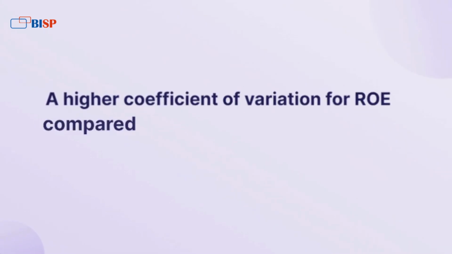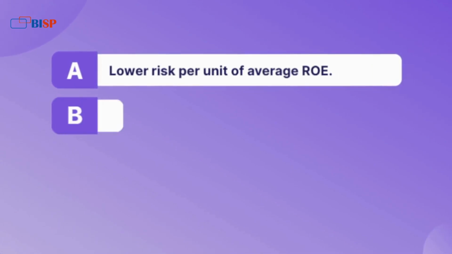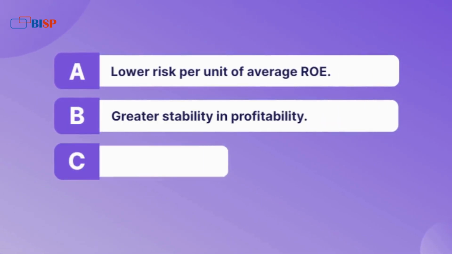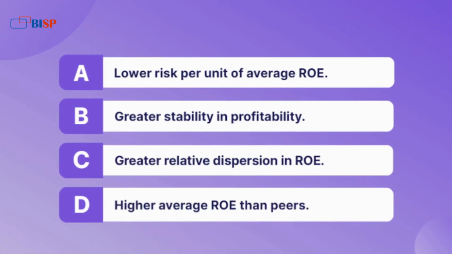A higher coefficient of variation for ROE compared to peers indicates what? A. Lower risk per unit of average ROE. B. Greater stability in profitability. C. Greater relative dispersion in ROE. D. Higher average ROE than peers.